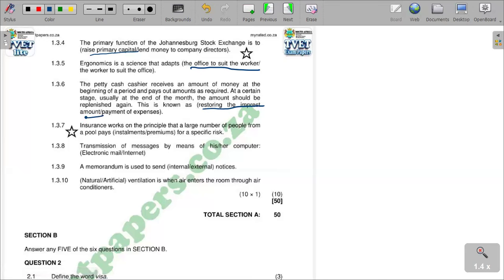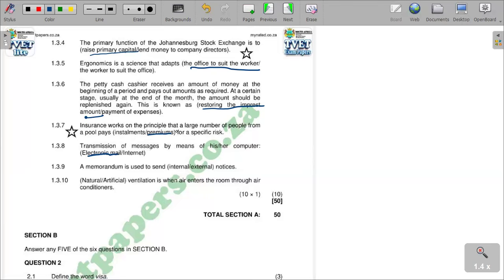Right. Let's go to 1.37. Insurance works on the principle that a large number of people from a pool pays in premiums for a specific risk. That's what you call premiums, not installments. Right. Let's go to 1.38. Transmission of message by means of his or her computer. That's what you call electronic mail.